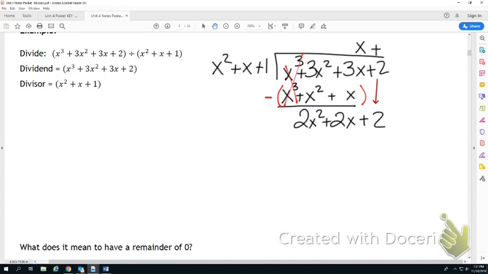Now what do I do? I'm going to multiply the 2 to all 3 terms. So I get 2x squared plus 2x plus 2. If those two polynomials are the same, what are those going to end up doing? Canceling. So my answer is x plus 2.